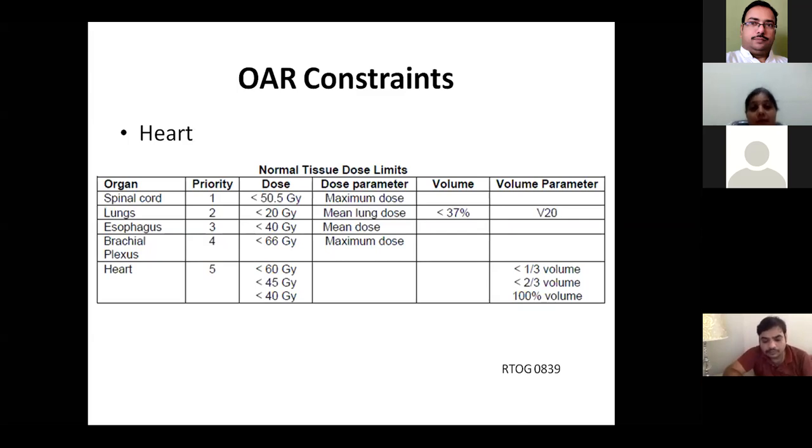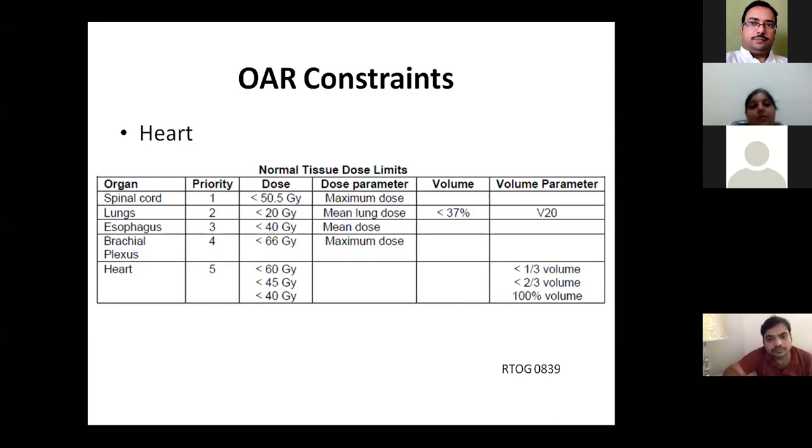The mean dose to the esophagus should be less than 40 gray. What's also important is the length of the esophagus that comes in the field. Preferably keep it less than 9 to 10 centimeters. The other thing is that the 60 gray envelope should not completely encase the esophagus. So that's another thing you should keep in mind when you are evaluating your plan.